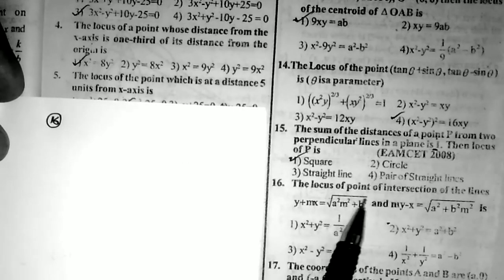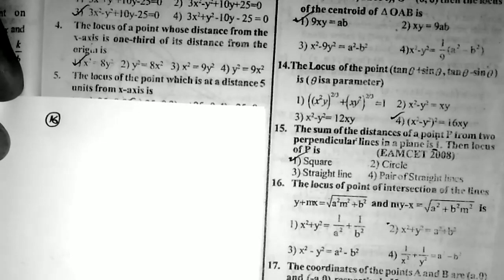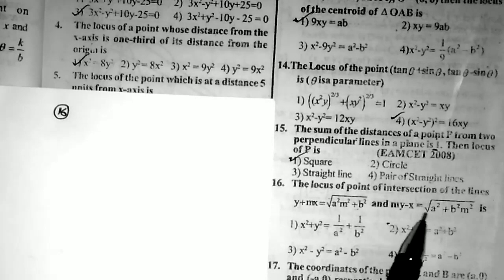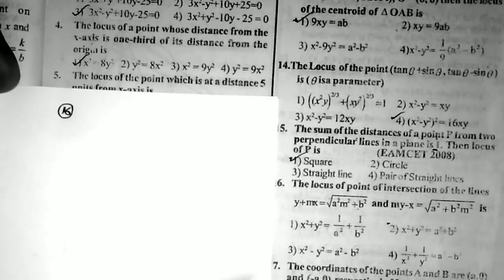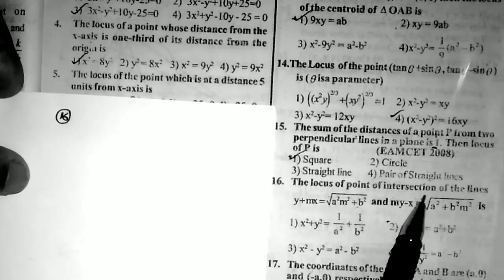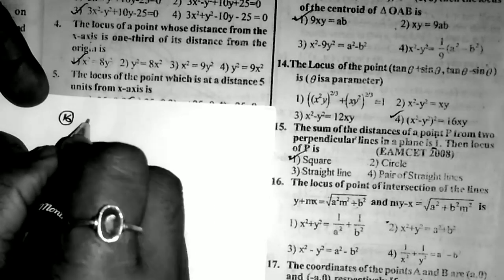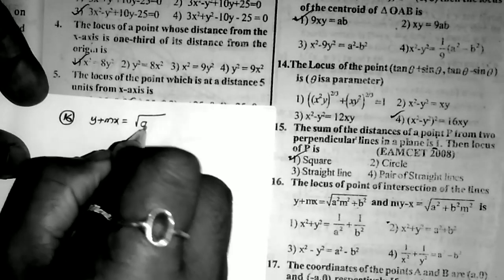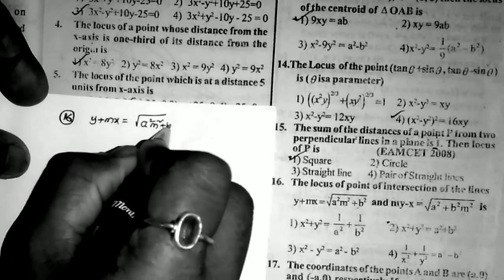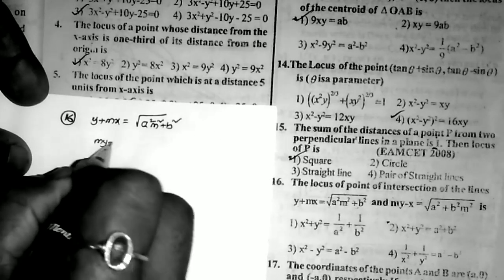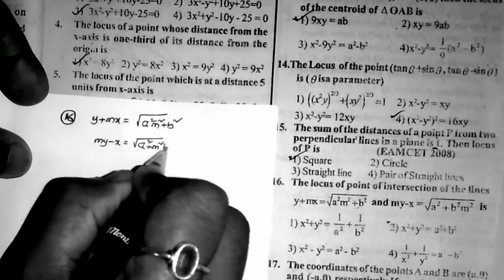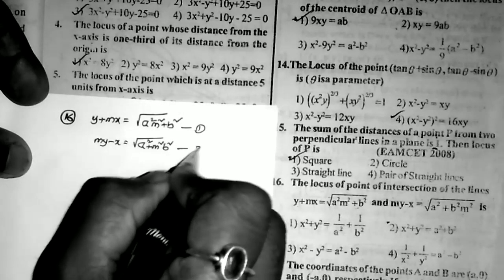Next, sum number 16. The locus of the point of intersection of the lines y plus mx is equal to square root of a square m square plus b square, and my minus x is equal to square root of a square plus b square m square. Here also locus of the point of intersection means we have to eliminate the parameter m from this equation. So first I take the given equations here. Y plus mx is equal to square root of a square m square plus b square, and the second equation is my minus x is equal to square root of a square plus m square b square. So this is the first equation and this is the second equation.